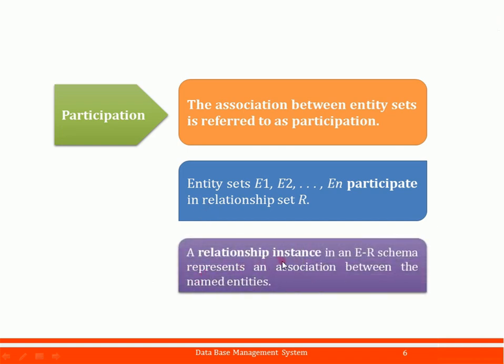A relationship instance in an ER schema represents an association between the named entities. So an instance means that the student and the advisor, or the instructor, form an instance of the relationship. At a particular point in time, the relationship instance is defined by the association between the named entities.